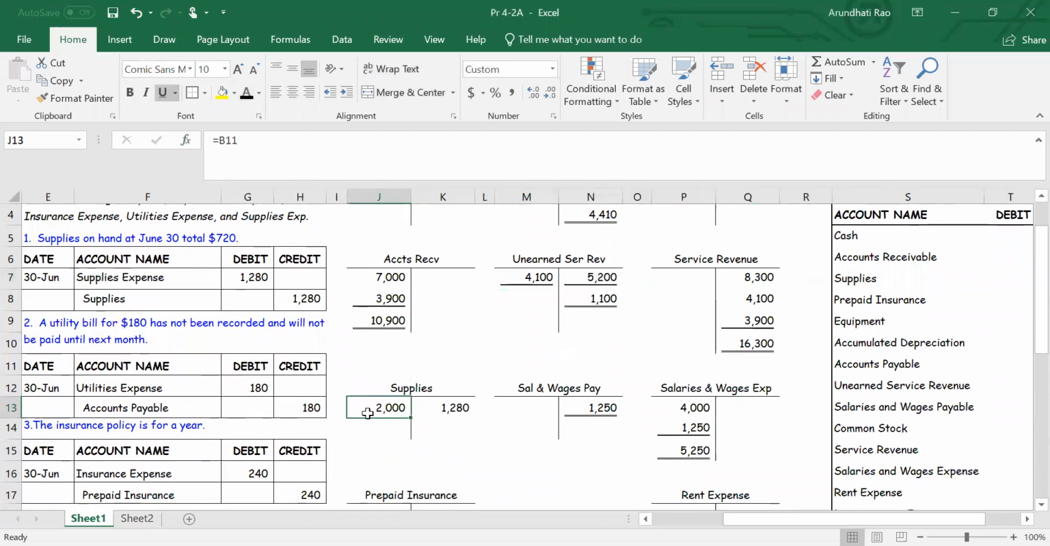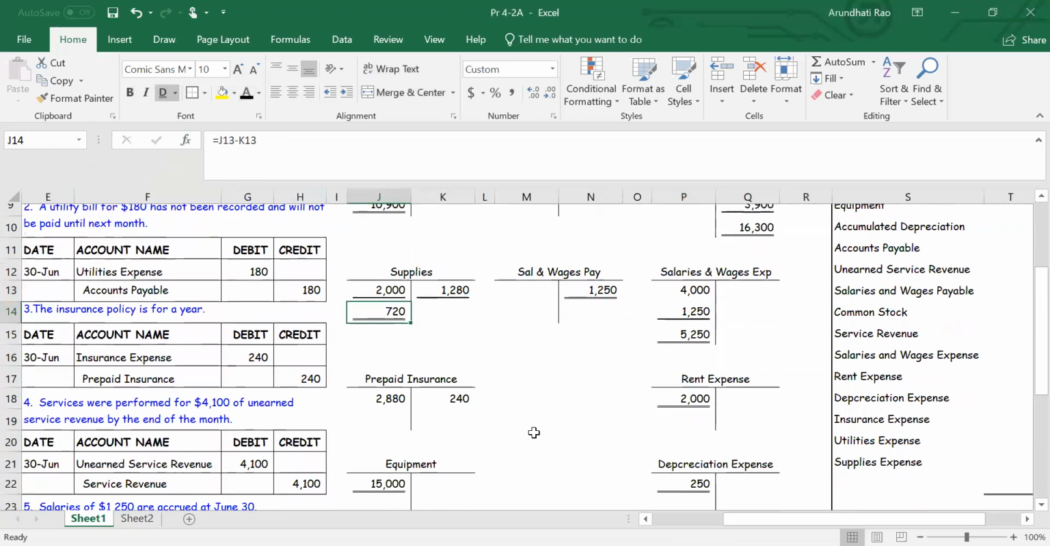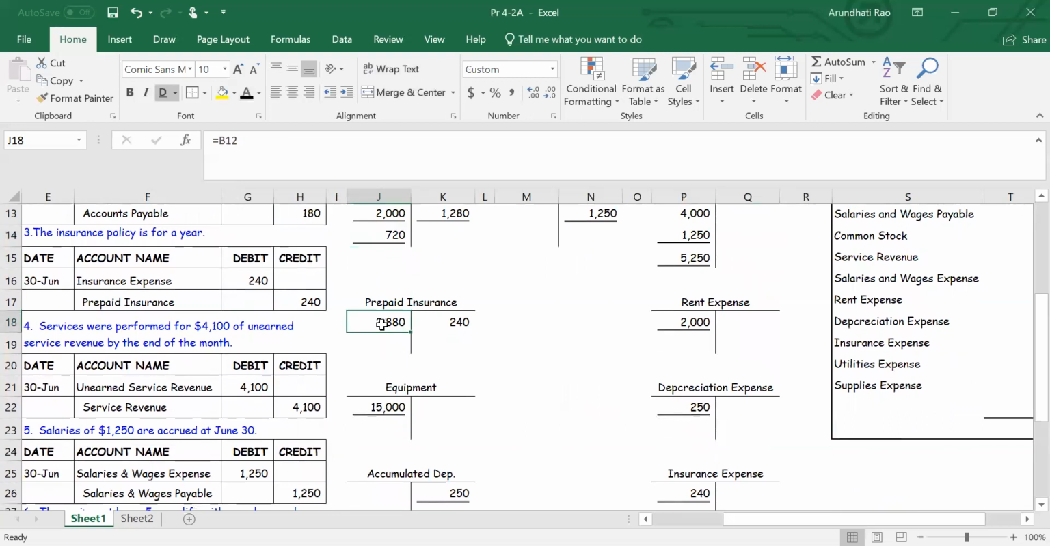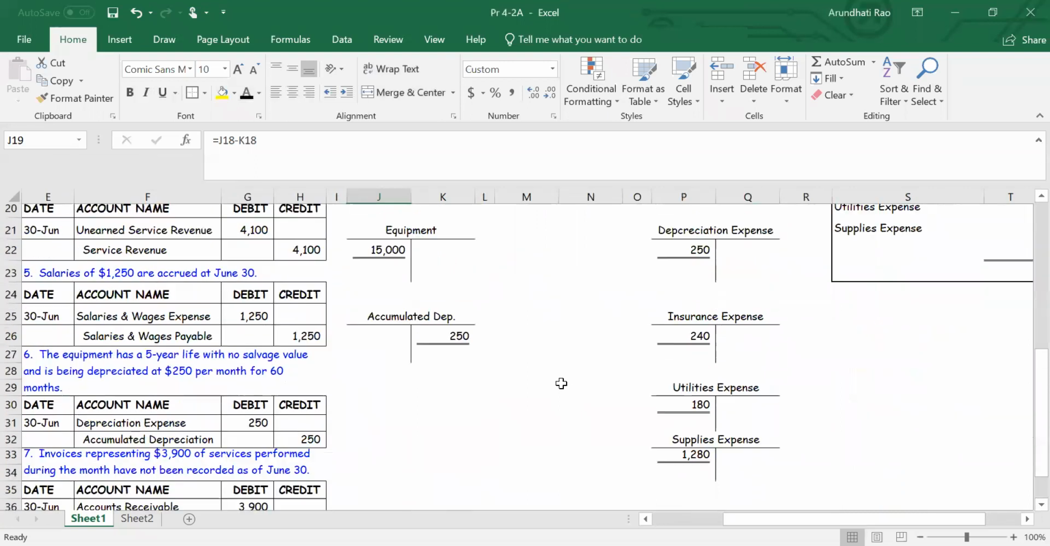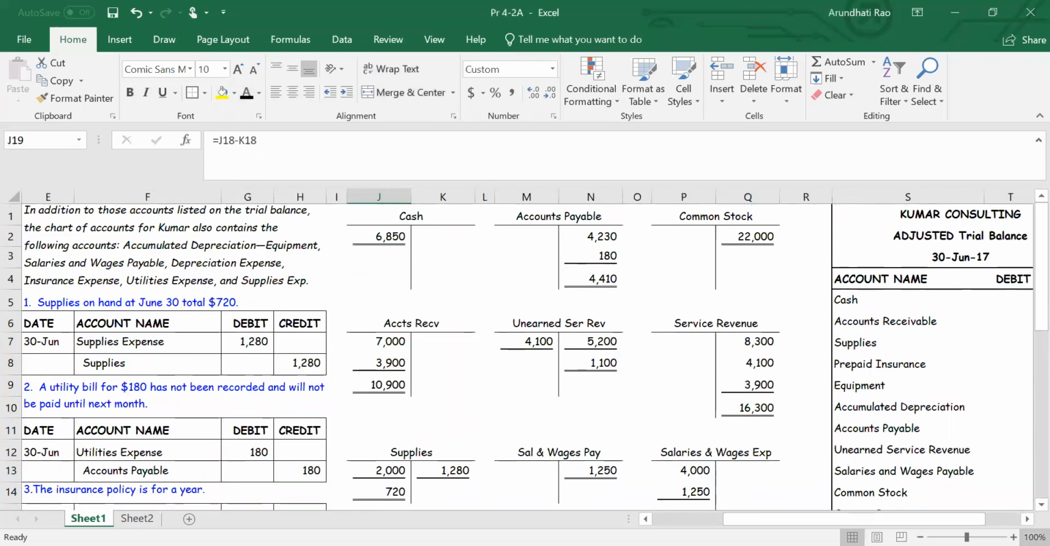Same thing for supplies. I have 2,000 debit balance and 1,280 credit. Take the difference between these two numbers. So on the credit side, I'll put the amount, 720. We go through the same process for insurance. Take the difference between the two numbers. And on the debit side, we have 2640. Okay, so now all our accounts, we have the balances in these accounts.